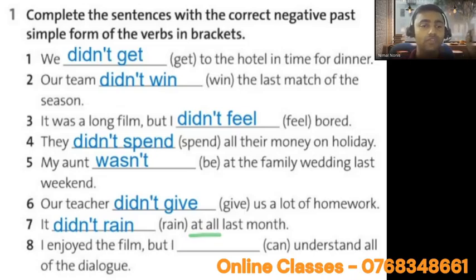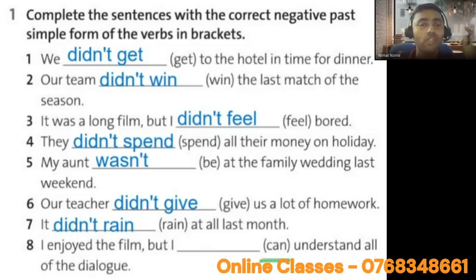Okay, the last one. I enjoyed the film, but I space can understand all of the dialogue. Okay, so this is also a tricky one, students. What's the trickiness in this one? Can is not a verb. You can say I can go, I can dance, I can sing, I can sit, I can eat. When you say all of that, can is not a verb.